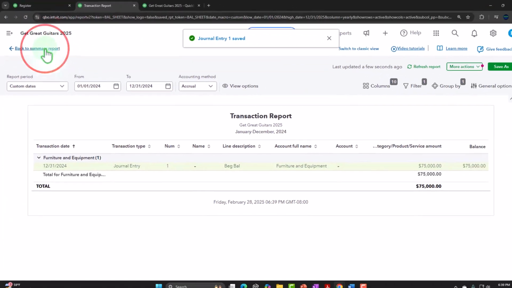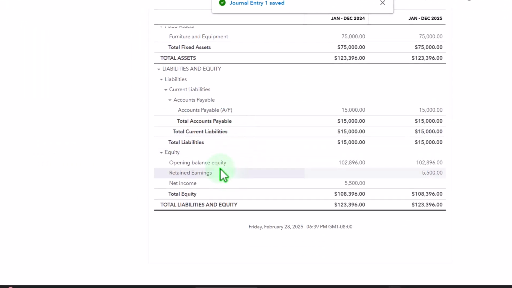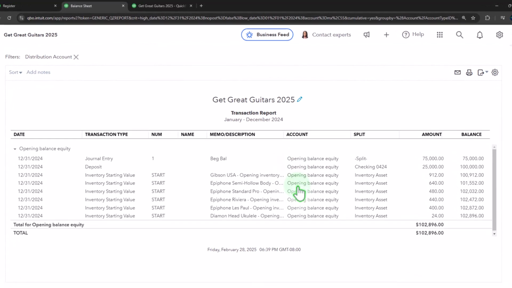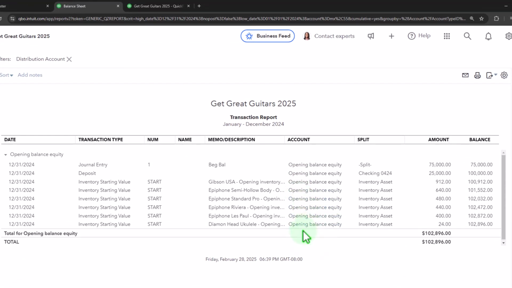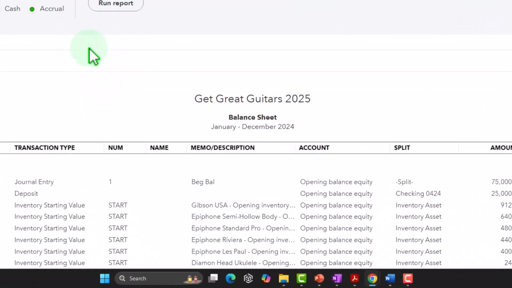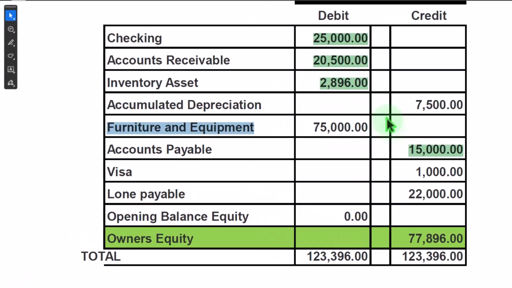And then let's go back. The other side went into opening balance equity. That's where we told it to go. Dump it into the good old opening balance equity. All right, so there's the 75. Okay, let's go back up. So that looks good. And done.